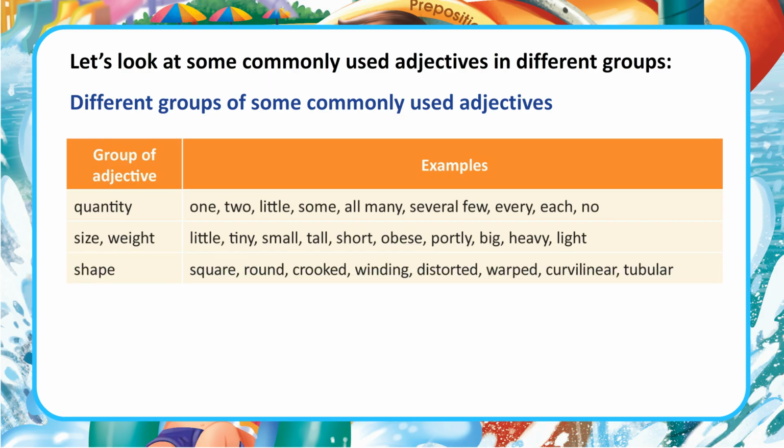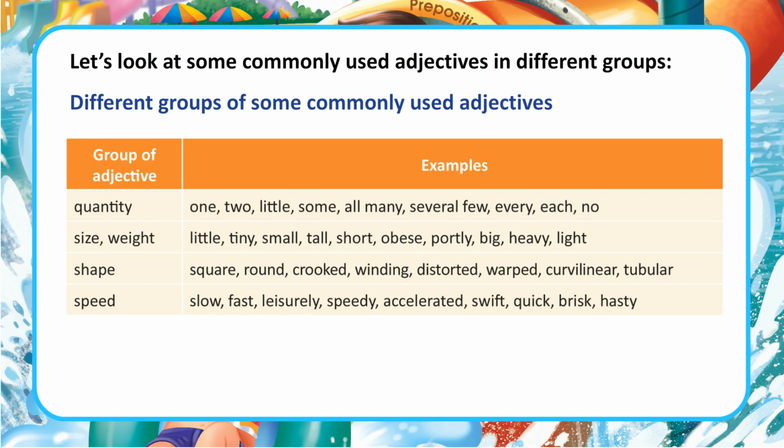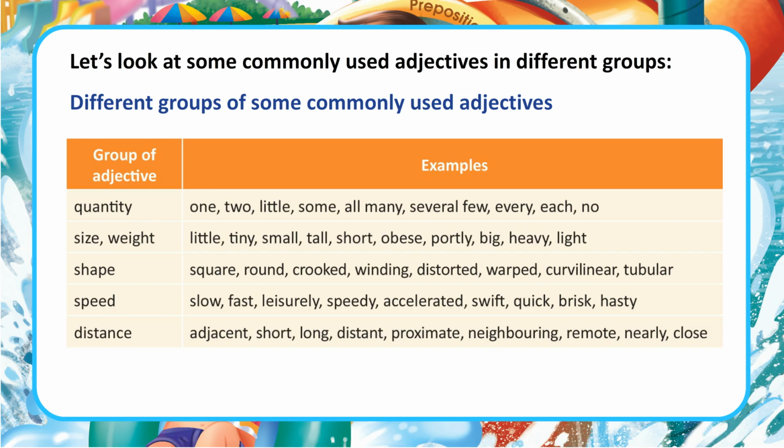Shape: square, round, crooked, winding, distorted, warped, curvilinear, tubular. Speed: slow, fast, leisurely, speedy, accelerated, swift, quick, brisk, hasty. Distance: adjacent, short, long, distant, proximate, neighboring, remote, nearby, close.